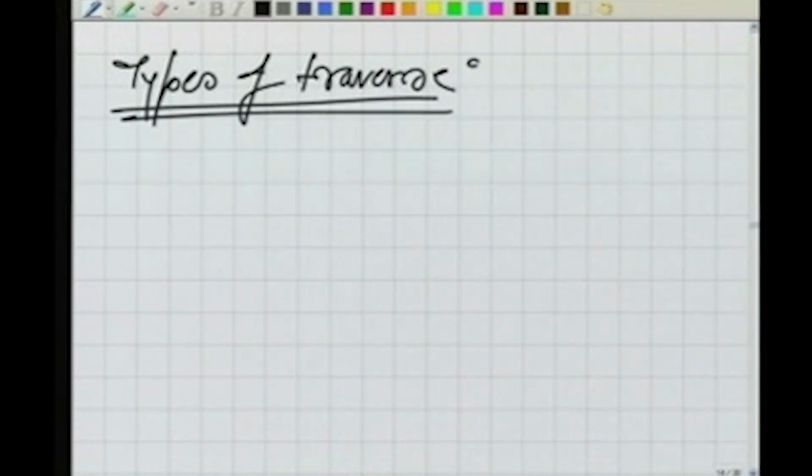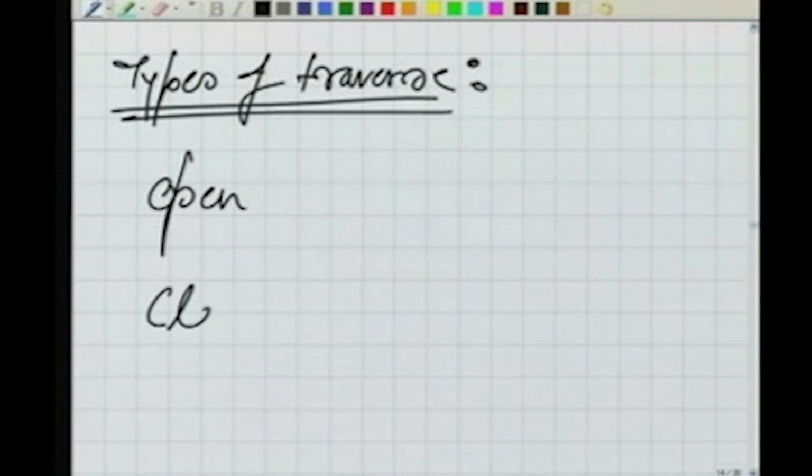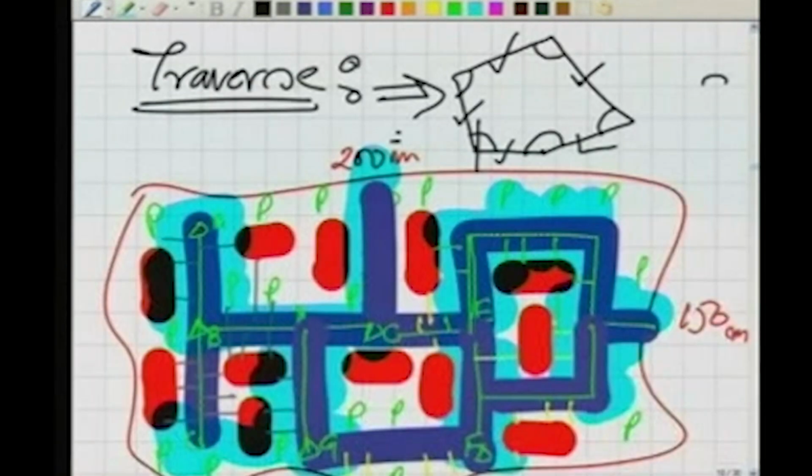In types of traverse, there are two types. One is open and the other one is closed. What are these? In the case of the open traverse, as you can see here, if I highlight with a different color now, the open traverse is, for example, we start from here and go here and then along this road. So all these three lines and these angles make an open traverse because the traverse is not closed.